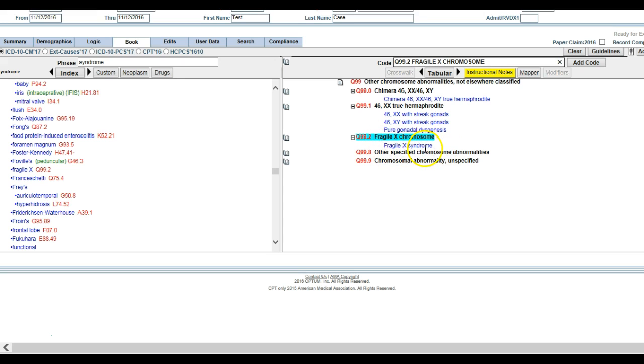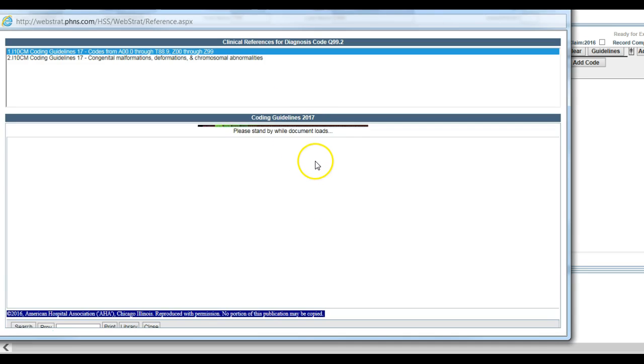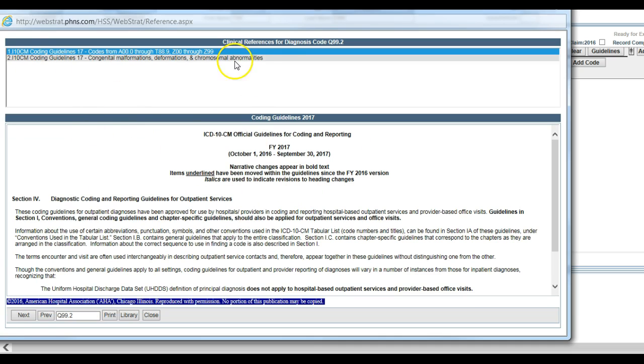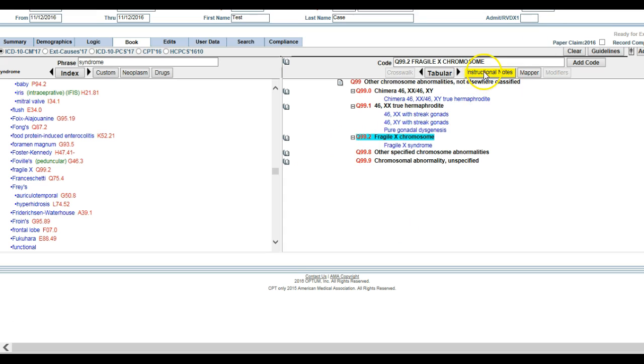It's included in this note. So even though it's mentioning here that we're talking about chromosome, underneath in our inclusion notes, it also codes to Fragile X syndrome. And then if you want to look up some referential information, I have the option to, but if I didn't have that, I could probably Google.